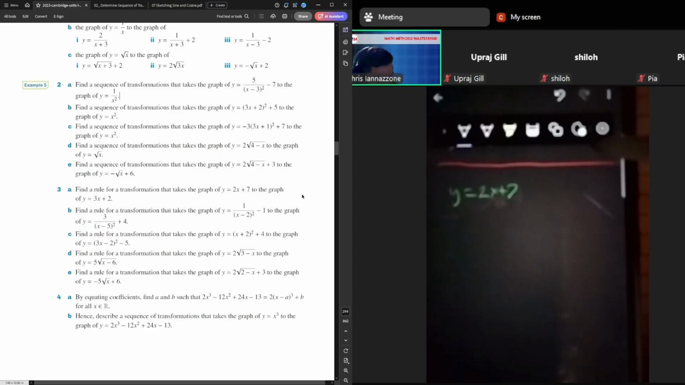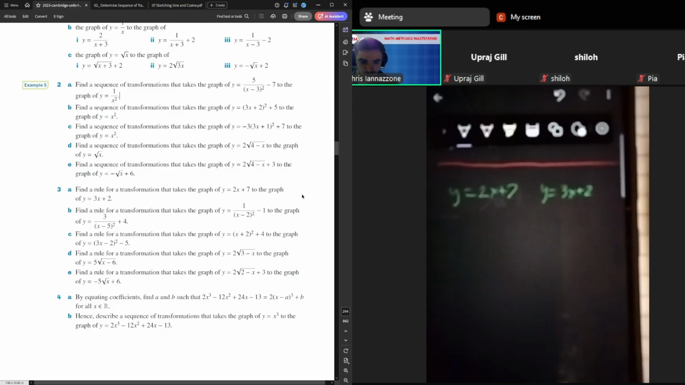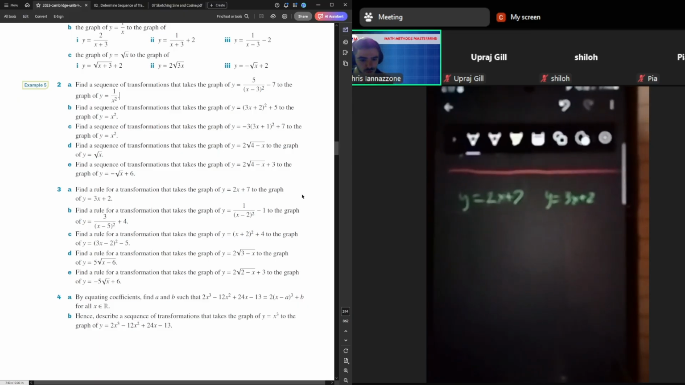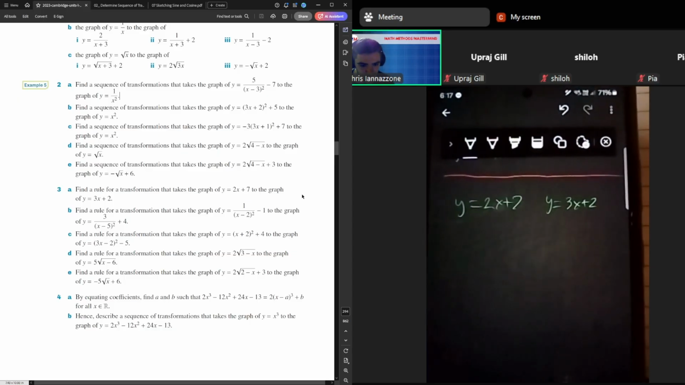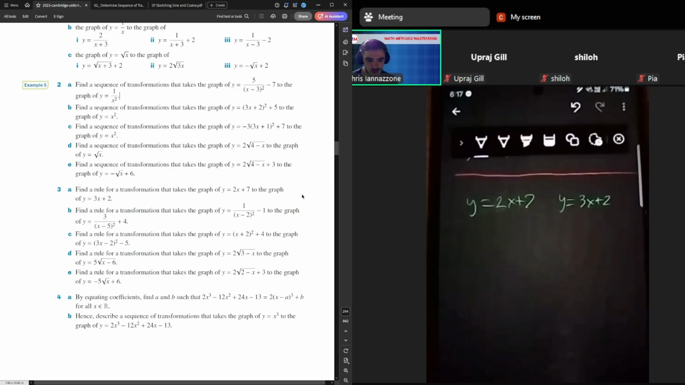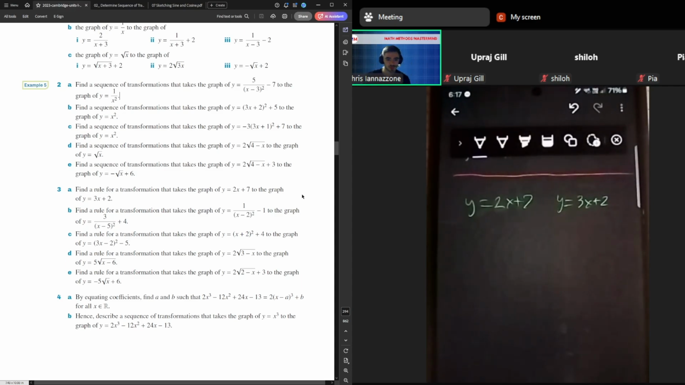y equals 2x plus 7, and then y equals 3x plus 2. This is where you've got to be a bit more bulletproof with your understanding of transformations as far as what they're called. The algebra is identical to what you've been doing already, but what you actually label those can be potentially weird. But okay, we're going from left to right. What do we do?